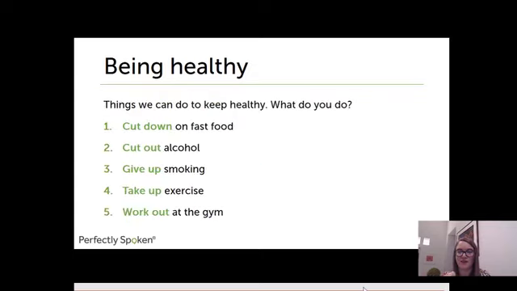Okay, and these are some options. So number one, we can cut down on fast food. Number two, we can cut out alcohol. Number three, give up smoking. Number four, take up exercise. And number five, work out at the gym. Do you do any of these?